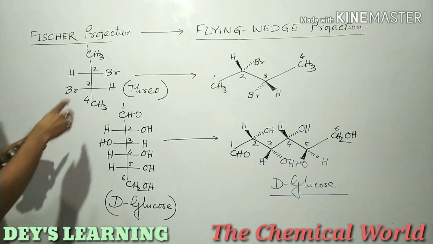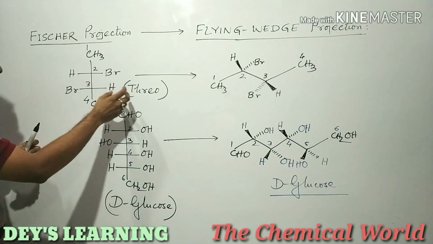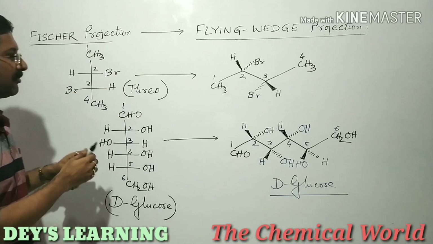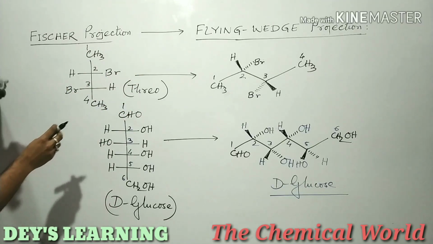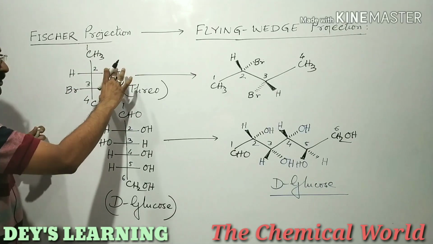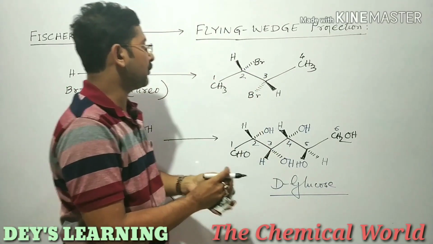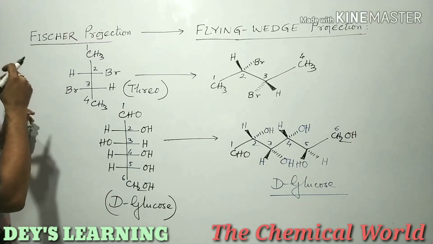In the erythro form, two bromine atoms, two similar atoms, are on the same side, and in the threo form, they are on the opposite sides, so it is the threo form. We would like to transform this Fischer projection formula into this Flying-Wedge projection formula. How can we do this?